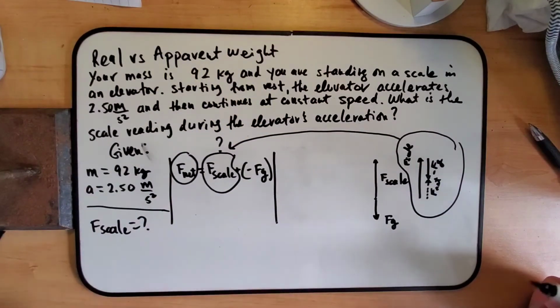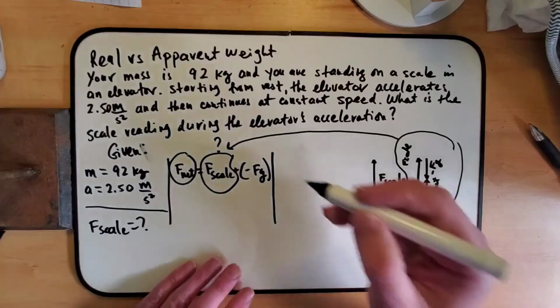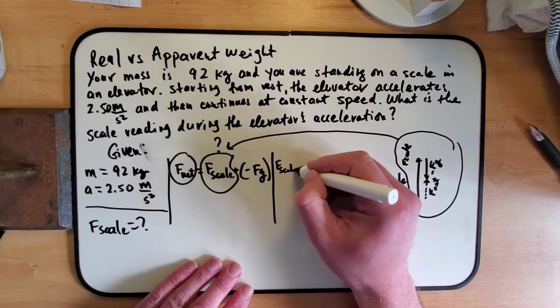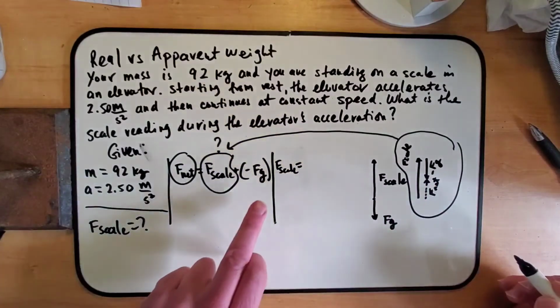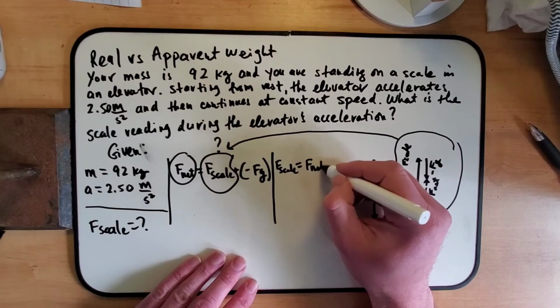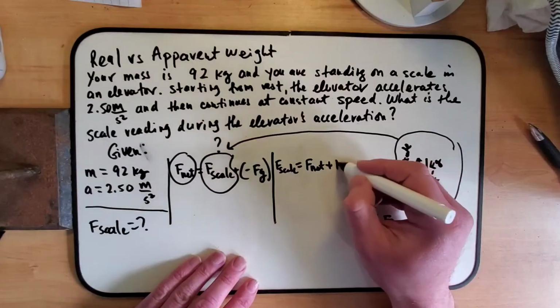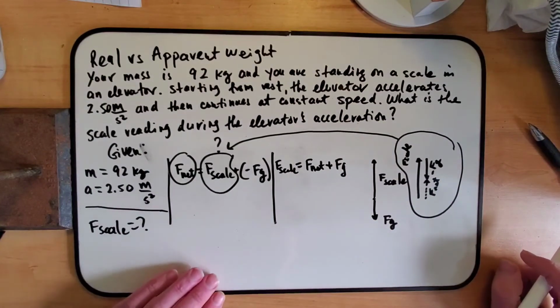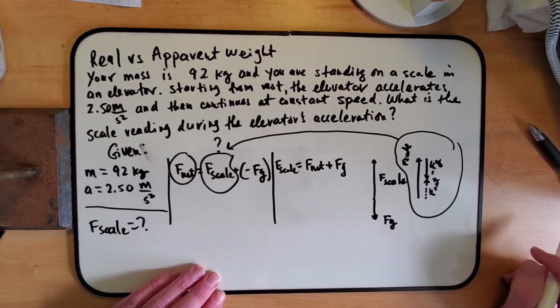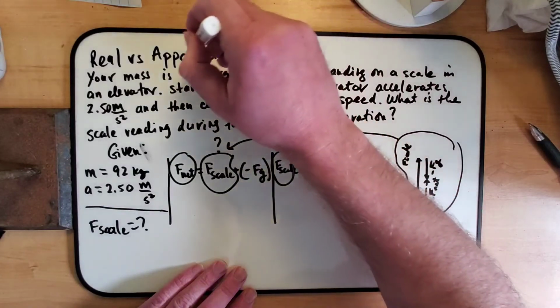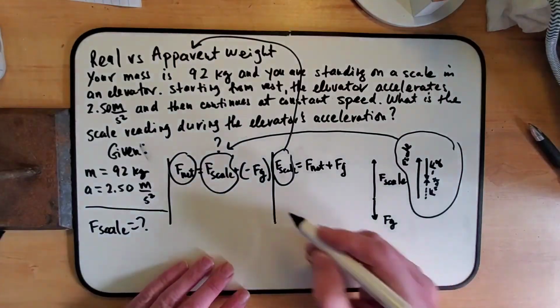Okay, now, how do I find F scale? Using simple algebra, F scale is equal to, I'm going to bring this one over to the other side, F net plus F sub g. So all I have to do now is plug everything in, and I will solve for F scale, which will be nothing else than the apparent weight, guys. All right, let's do it.